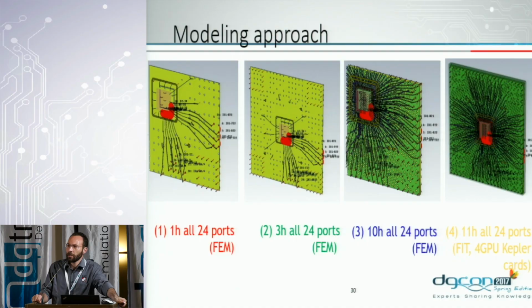The third one, we take care of all the nets, all the ground and power planes, but just one corner, as you can see in the third picture. Of course, this also takes time, 10 hours, 24 ports. The last one was to take care of the whole package with all the nets, all the layers, 24 ports, same story, but all the vias. It was around 11 hours of simulation, but that was a trick. We used 4 GPUs, some acceleration tokens, and some extra hardware to perform this simulation.